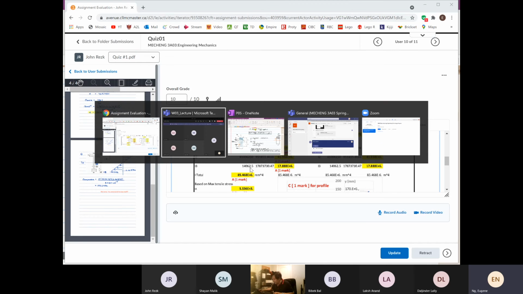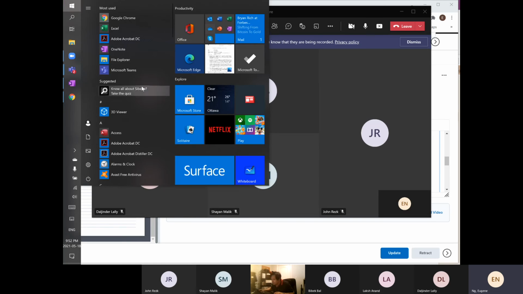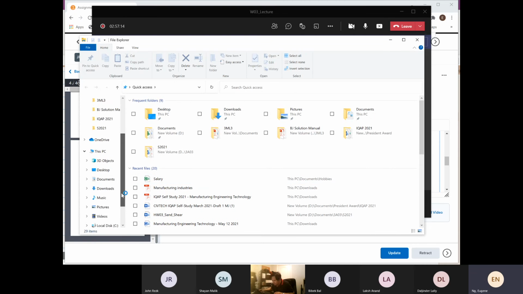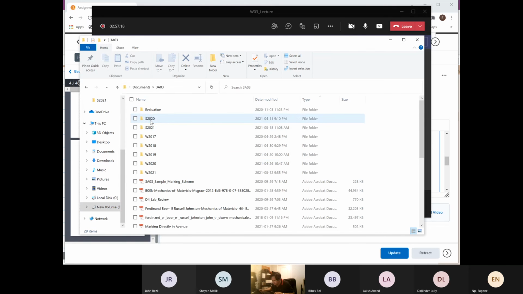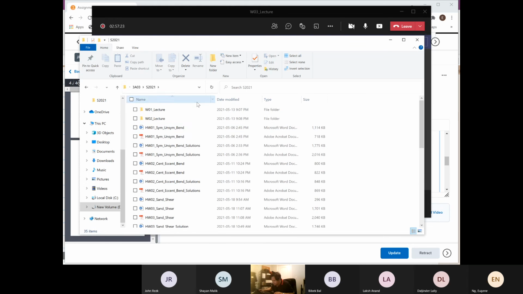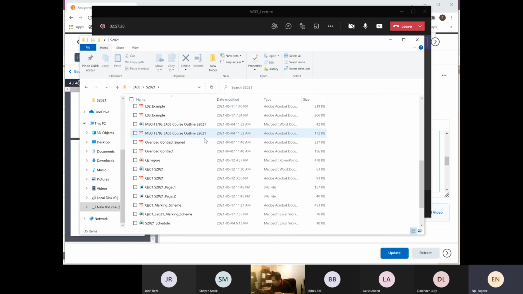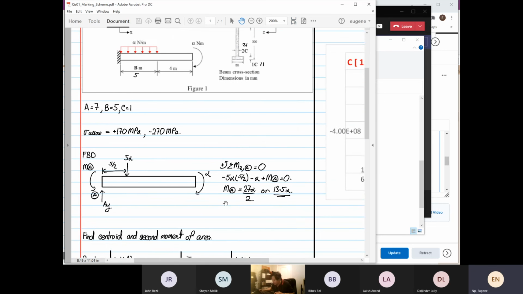So I'm going to show you the marking scheme now. Hold on. I'm going to show you the marking scheme. So this is 3A. So I posted the marking scheme. So this is the marking scheme.